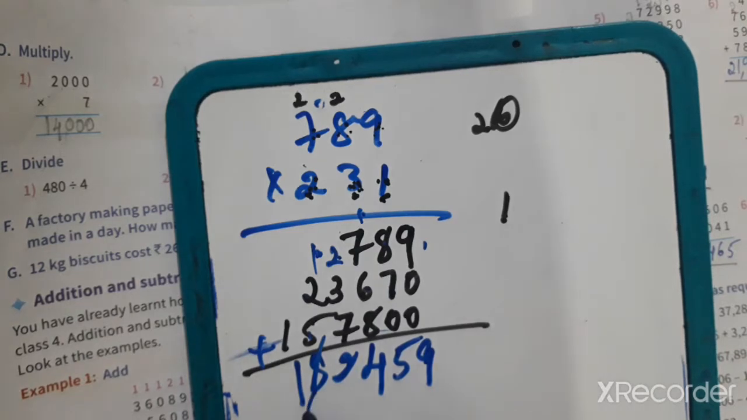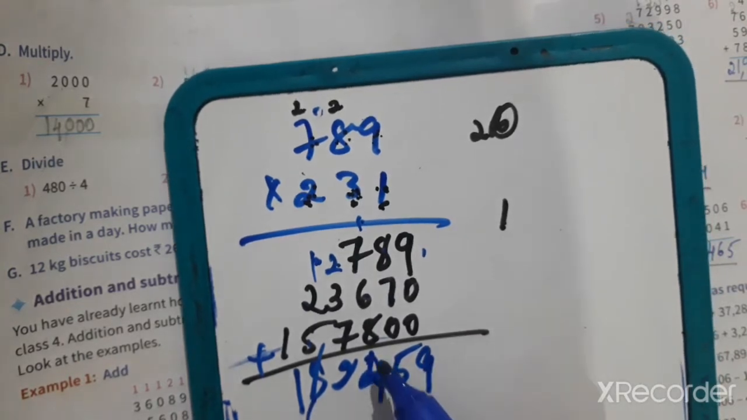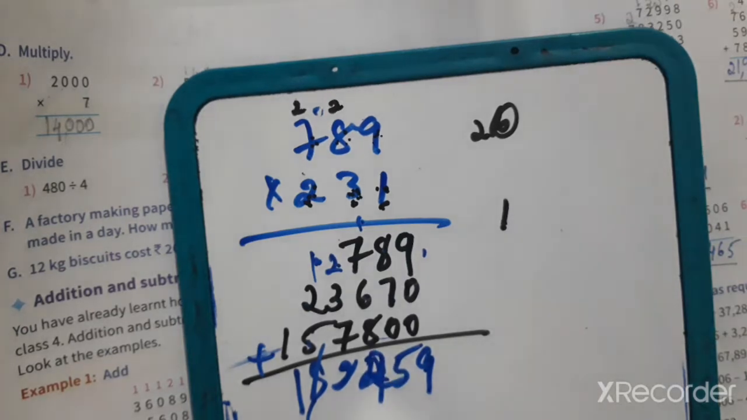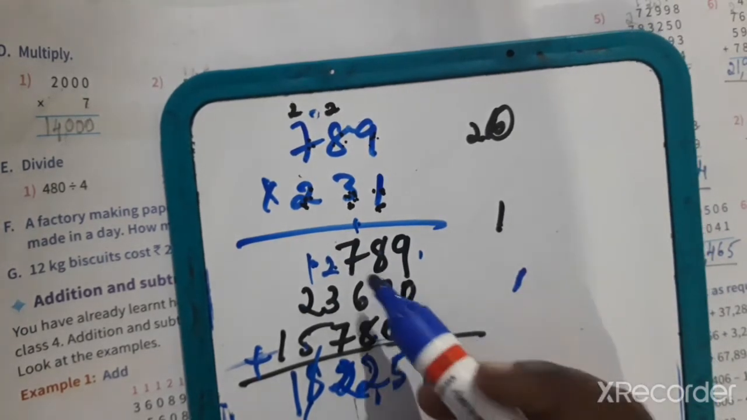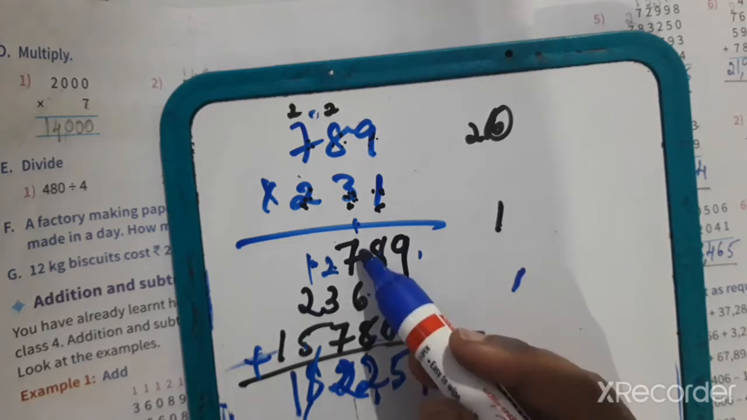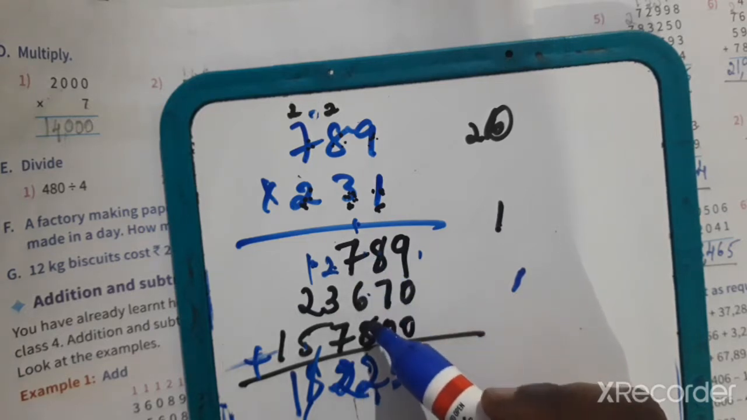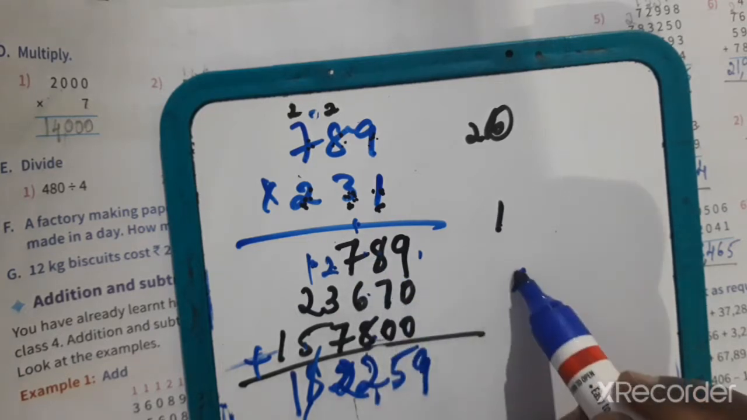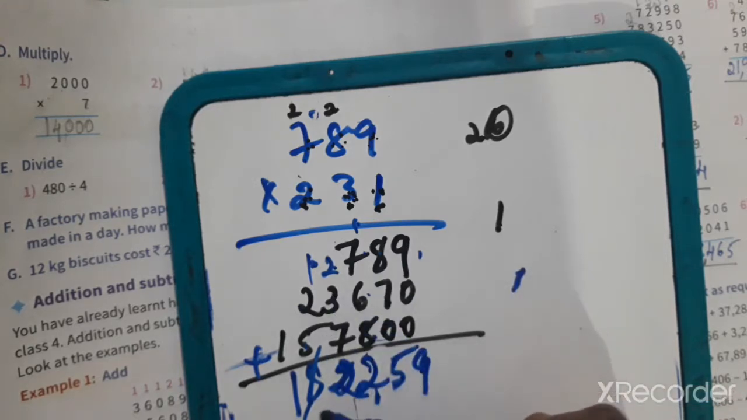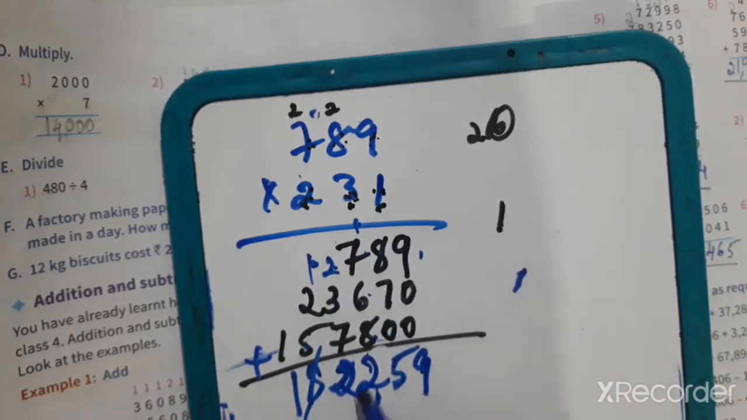Answer is 1,82,259. Okay, 1 lakh. So here 7 plus 6, 6, 12, 13, 13 plus 8, 8, 9, 19, 20, 21 plus 1, 22. Okay. So here 1,82,259.